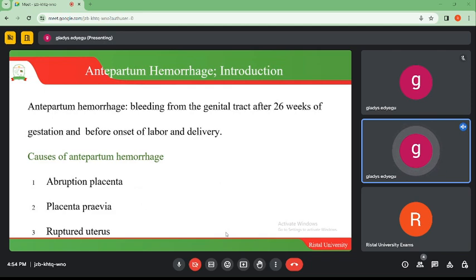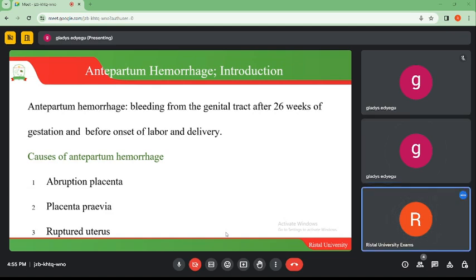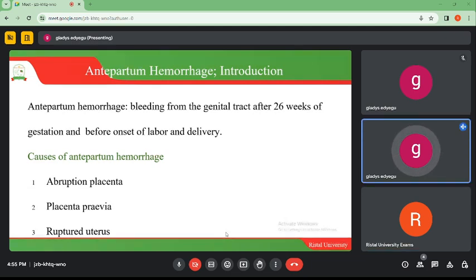So we want to start with a definition of antepartum hemorrhage as our introduction. Antepartum hemorrhage, abbreviated APH, is bleeding from the genital tract after 26 weeks of gestation and before onset of labor and delivery. You realize that we used to consider 28 weeks. But now, in relation to the different nursing care that we provide to our newborns, we have decided in the Western countries that it is 24 weeks.